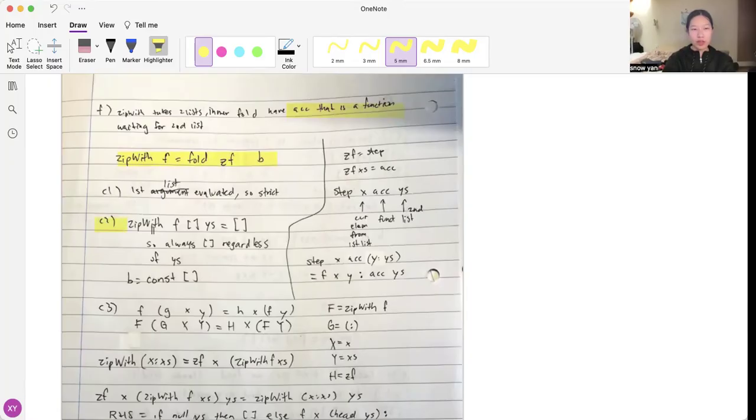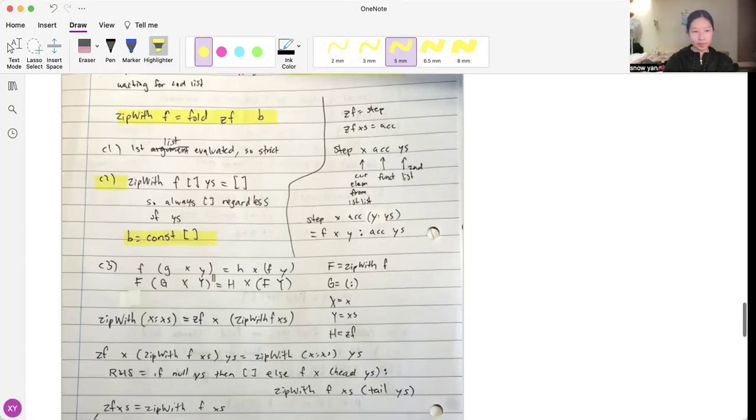Condition two, zip with f of empty ys is equal to empty. So regardless of what happens, we're going to have empty, right? So then our b would just be the constant of the empty, because we're still going to have to keep the accumulator as a function, right? We can't just write empty list, or else we're going to have a type error.